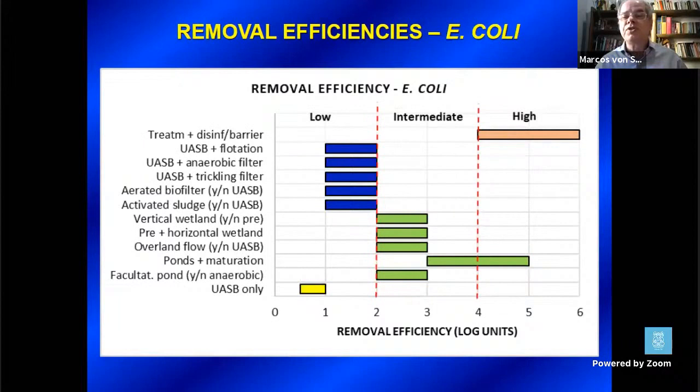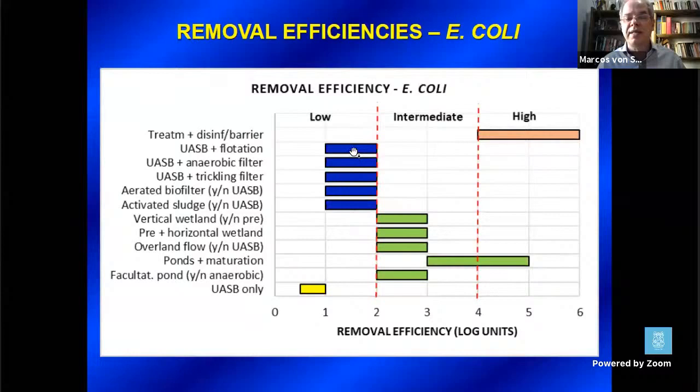When it comes to pathogen removal, using Escherichia coli as indicator, we are representing here removal in terms of log units. One log unit reduction is equal to 90%. Two is equal to 99%, three is equal to 99.9%, and so on. We can see here a difference between natural systems and intensive, compact systems.